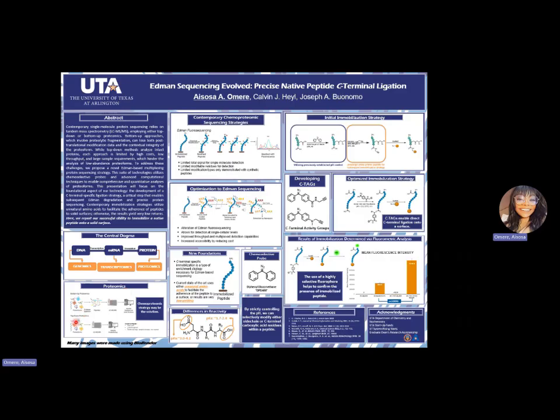Top-down proteomics is a step up from that, where we take the protein or the proteoforms and separate them by liquid chromatography and then analyze the intact protein by tandem mass spectrometry, so that we can then identify the proteoforms within the system with computational software.